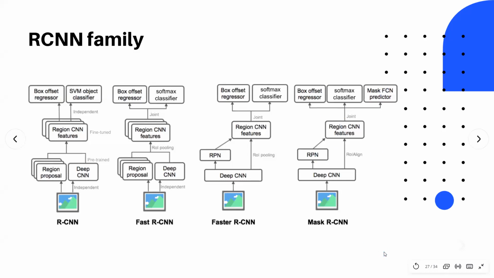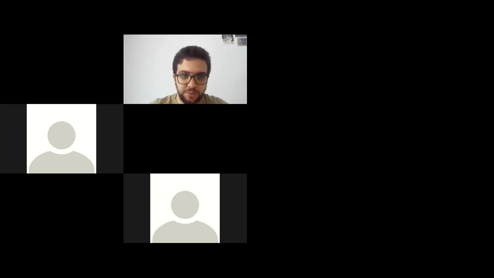Could you please again explain why we use an SVM object classifier in RCNN instead of softmax, for example? In the first RCNN? Yes. That's a great question, and I think the good answer would be to check the paper and compare the results. It's only a matter of results. Let me share the paper with you guys. Here we go.